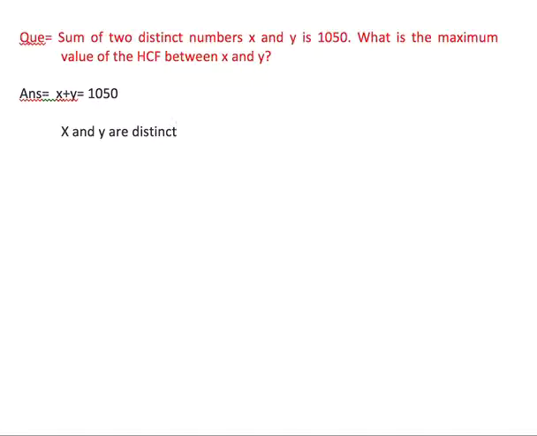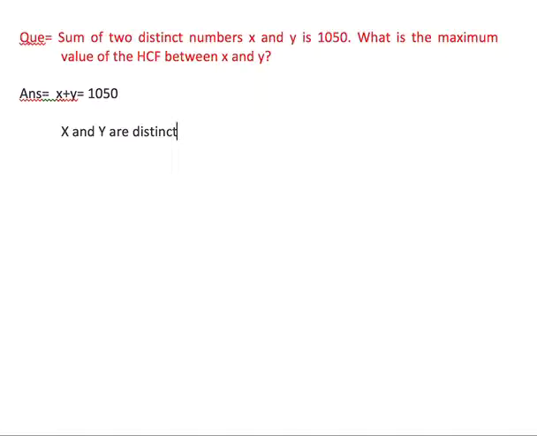Now suppose the question was that the sum of two numbers x and y is 1050. What is the maximum value of the HCF between x and y? In that case, x and y could be the same. If they are the same, what is the maximum value of the HCF? It should be 1050 divided by 2, because the sum of x and y is equal to 1050. Now the very important point here to understand is that x and y are distinct.